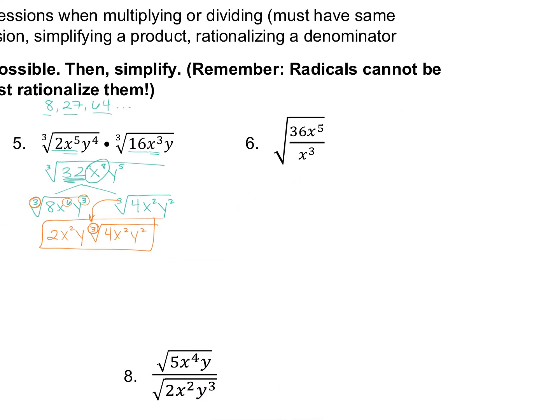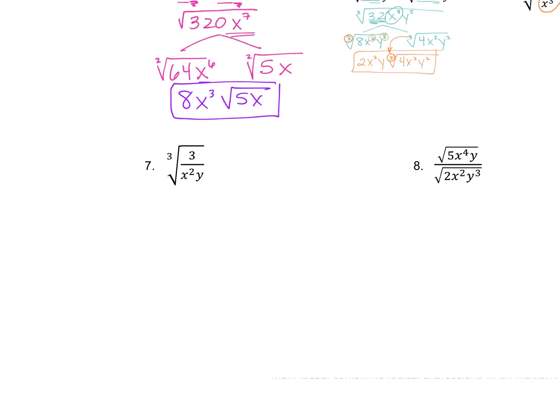All right, number 6. Divide this first. So this is going to be the square root of 36. This is x squared, right? You just subtract. So the square root of 36 is 6. The square root of x squared is x, and you're done. Quick one.